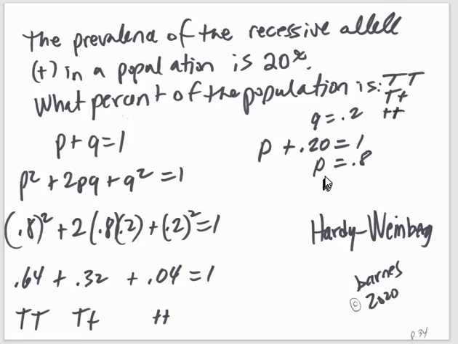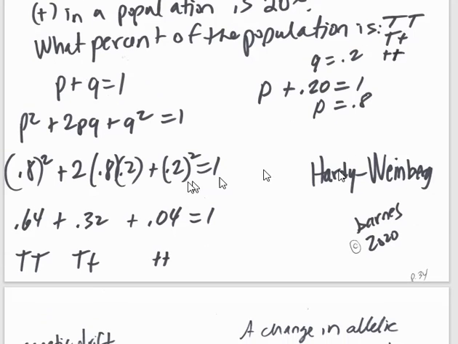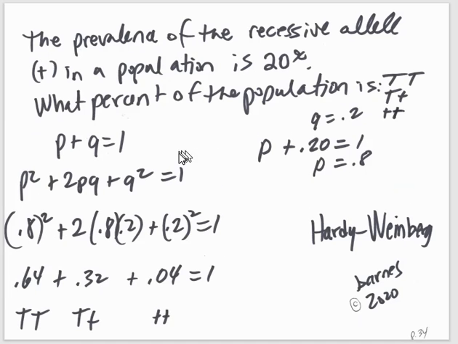So to determine the p-value, p plus 0.20 (20%) is equal to 1, so p is therefore equal to 0.8. So just plug, chug, and crank. Put the values into the equation and find the percentages here by multiplying by 100. See if you can work this out.